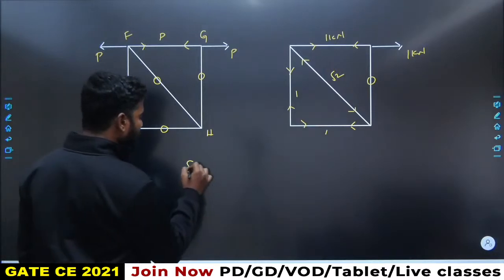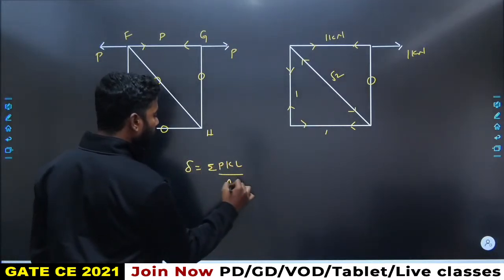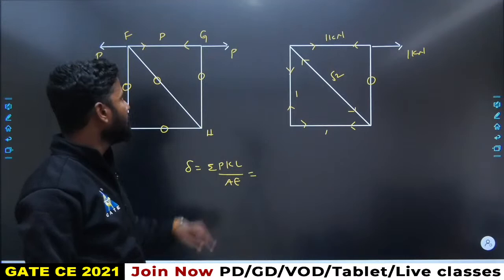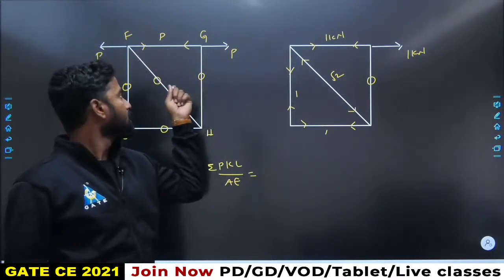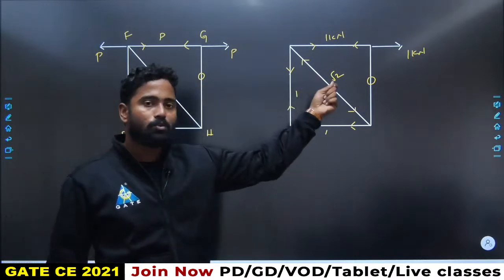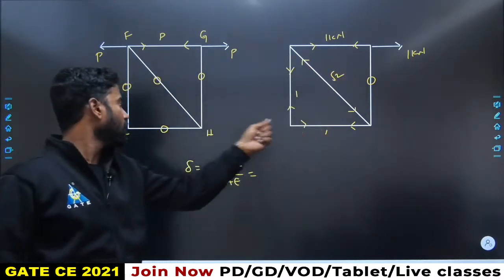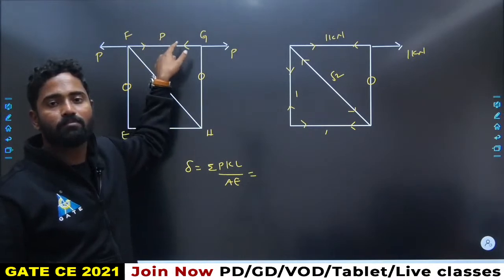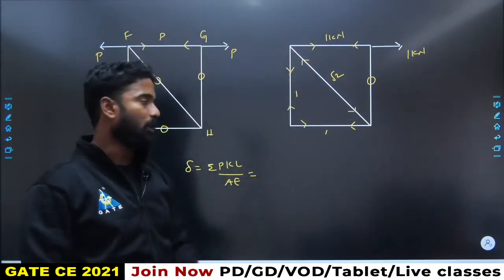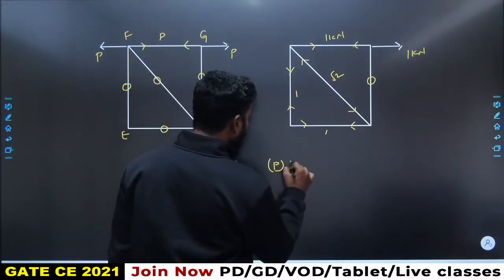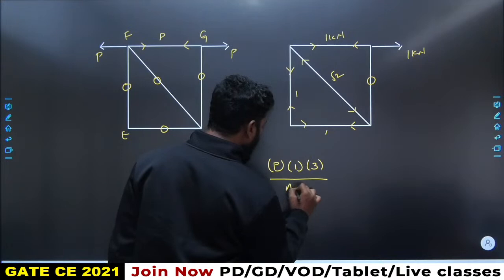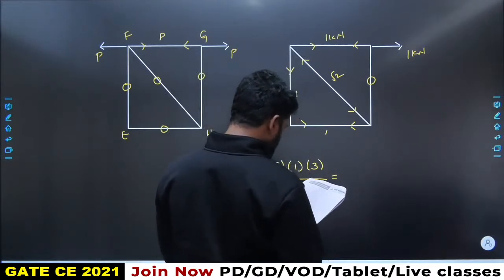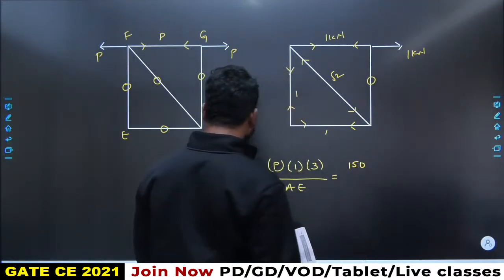Finally, delta would be equal to sigma PKL upon AE, right? The force in all the other members is 0, so we just have to worry about the force in member FG, because 0 multiplied with 1 is 0, 0 multiplied with root 2 is 0, and 1 multiplied with 0 is 0. The deflection will be due to the force in member FG: P into 1 multiplied with 3 upon AE. What is the value of P given to you? 150 kilonewtons.